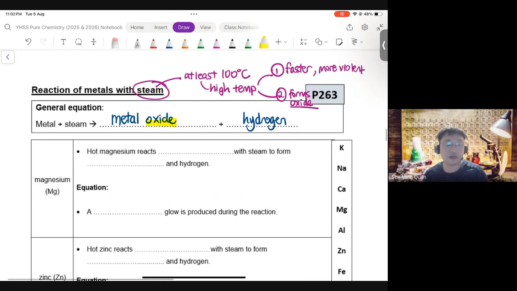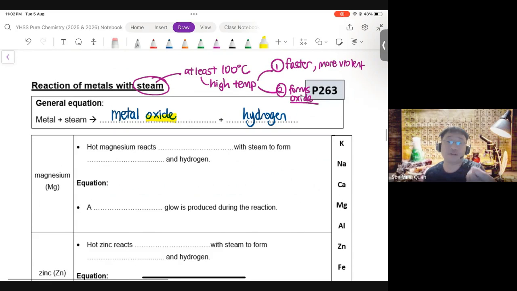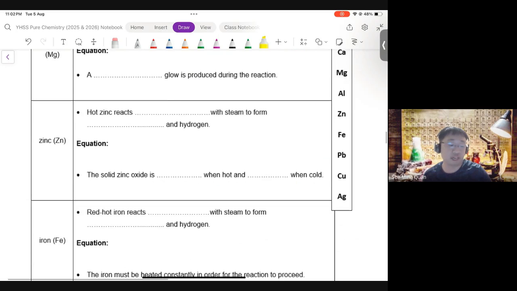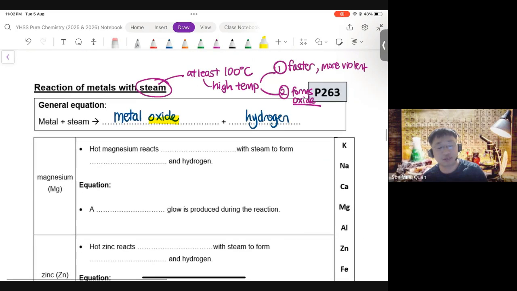All right. Now, so which metals are able to react with steam? Well, shown here is magnesium, zinc, and iron, right? So let's circle magnesium, zinc, and iron. But since I've already circled these three metals, do you think aluminum doesn't react with steam?